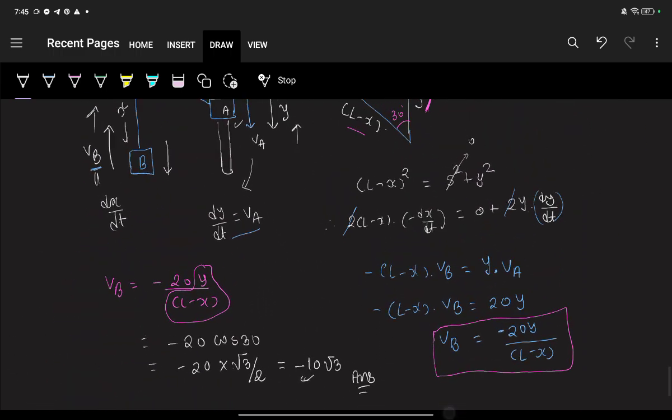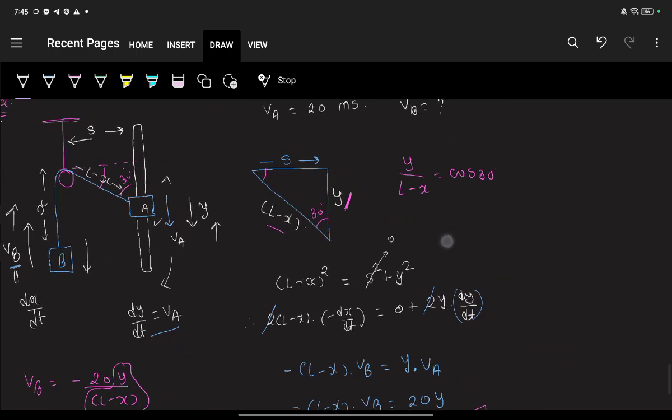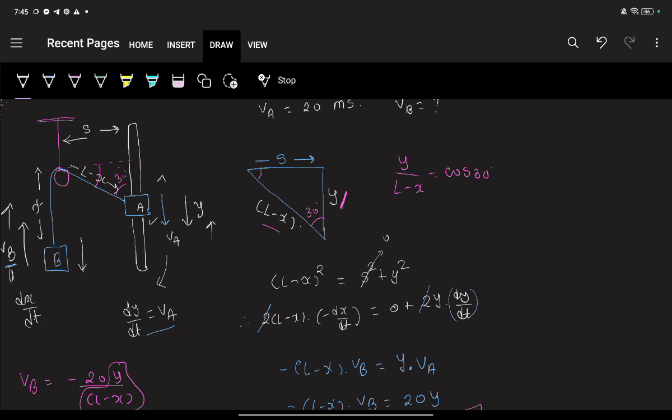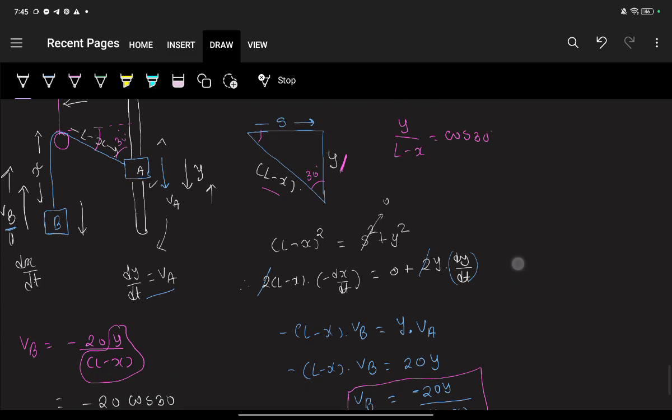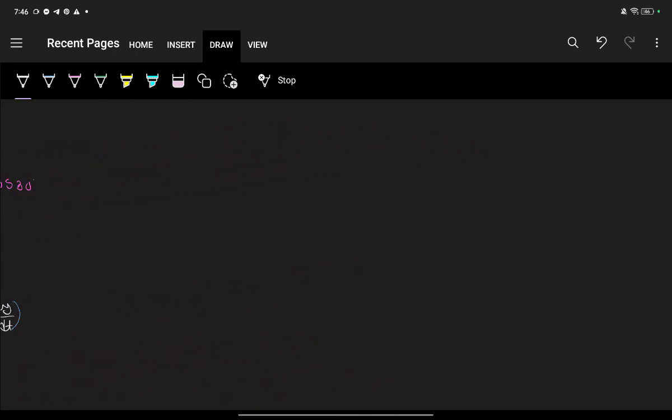Now, what about this question? In this question also we can apply the D2 method. Okay, so let me apply it. You know how I solved this question, right? Using this length and deriving this thing. Now let's take this same question and apply this D2 approach.